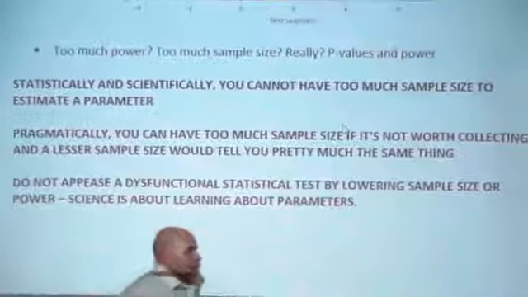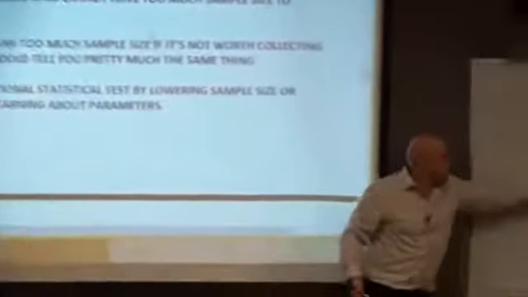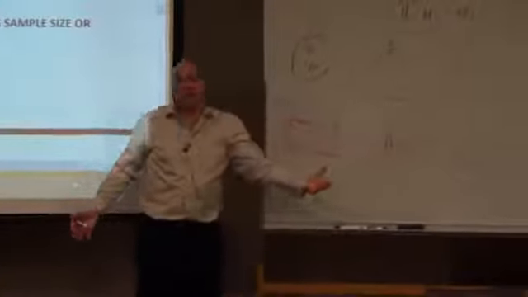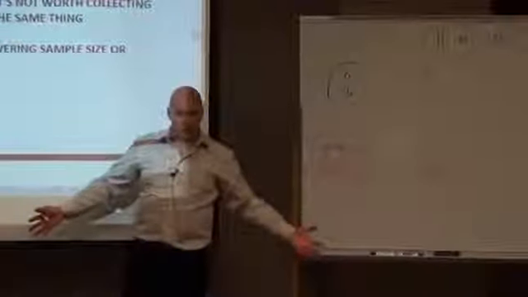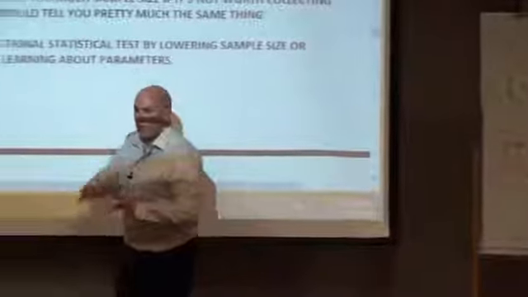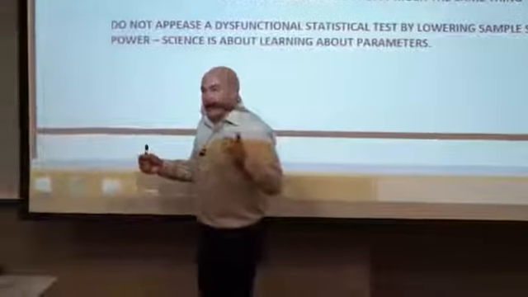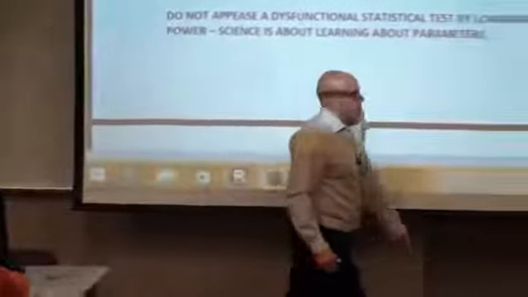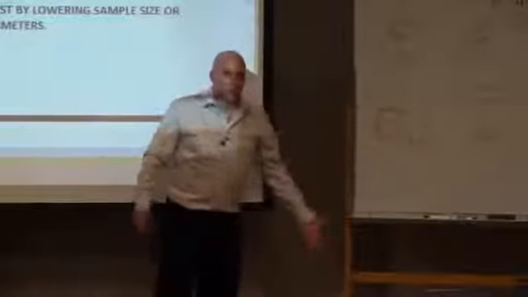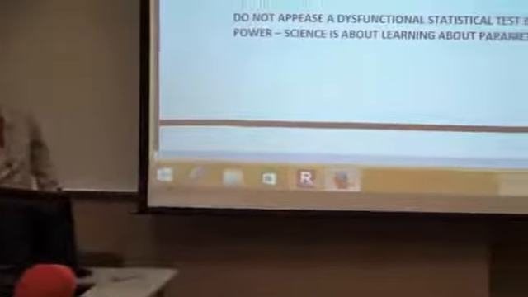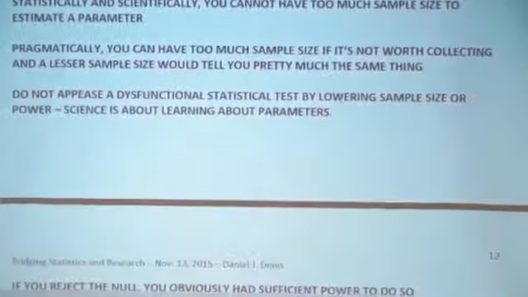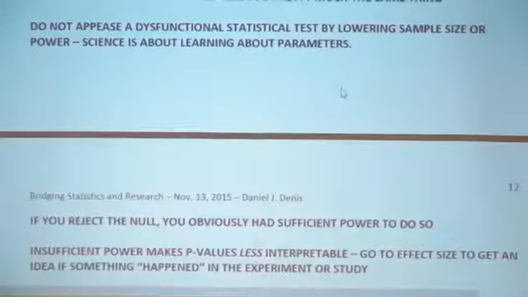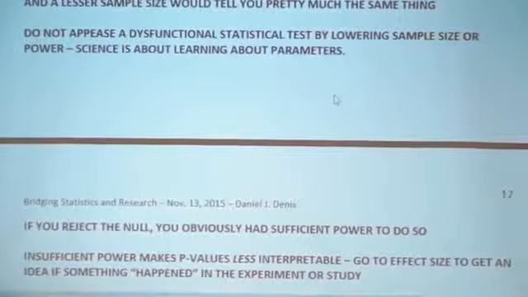Now, it's not right statistically, but scientifically, gathering almost the whole population isn't worth it because we have small sample techniques that'll tell you pretty much the same thing about the parameter space without having to look at all of it. So from that point of view, yes, you don't have to collect the whole population. But it should not be from the point of view of appeasing the significance test and reducing sample size. That just makes no sense scientifically. Pragmatically, you can have too much sample size if it's not worth collecting, and a lesser sample size would tell you pretty much the same thing. I just mentioned that. Do not appease a dysfunctional statistical test by lowering sample size or power. Science is about learning about the parameters fundamentally.